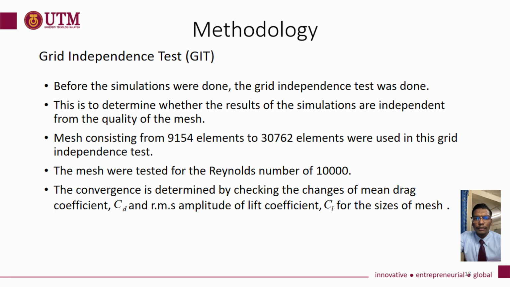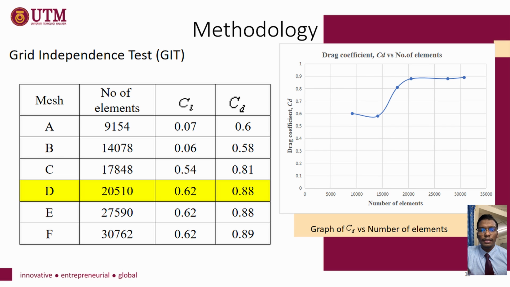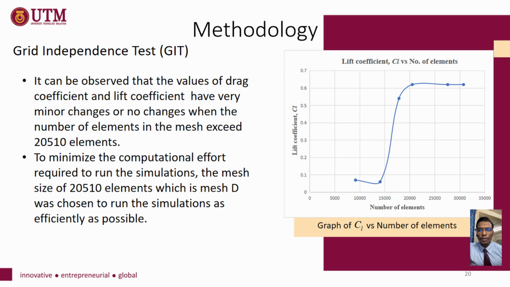Before the simulations were done, the grid independence test was done. This is to determine whether the results of the simulation are independent from the quality of the mesh. For the GIT, the mesh was tested with a Reynolds number of 10,000. The convergence is determined by checking the changes of mean drag coefficient and the RMS amplitude of lift coefficient for the sizes of mesh. The summary of the grid independence test is shown in this table. The highlighted mesh, mesh D, is used throughout the simulations. This is because the values of drag coefficient and lift coefficient have very minor or no changes when the number of elements in the mesh exceeds 20,510 elements. To minimize computational effort, mesh D was chosen to run the simulations as efficiently as possible.